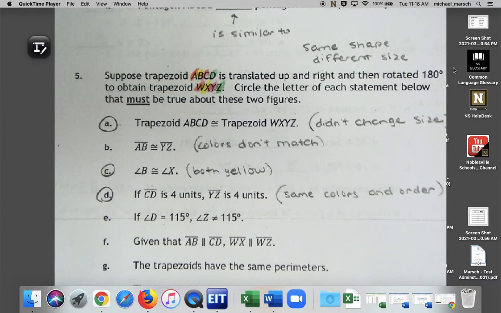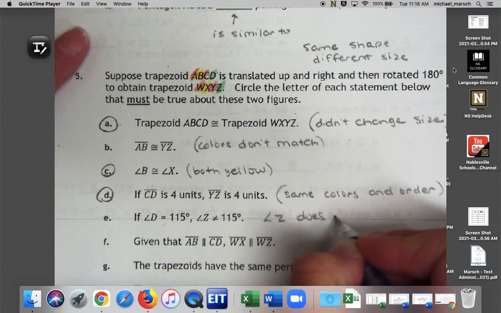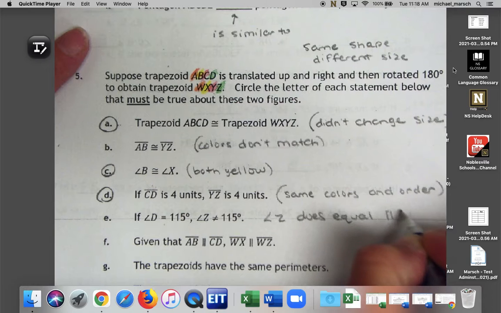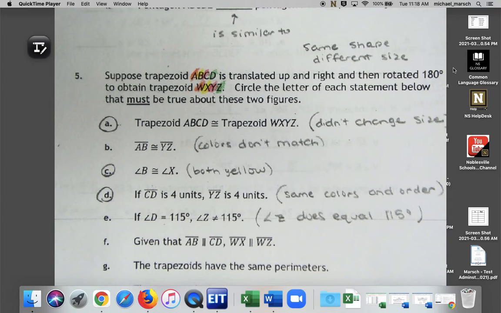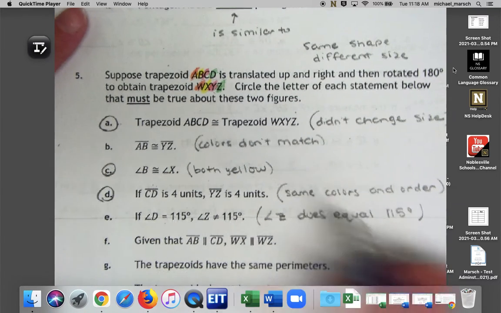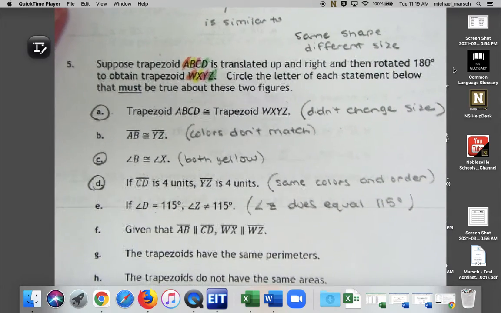If angle D equals 115 degrees, angle Z does not equal 115 degrees. This means does not. True or false? False, because angle Z does equal 115 degrees. That was a tricky one. Got to pay attention to those symbols, right? You guys know that this means does not equal. I did not know. Yep, so it's like, nope, that does not equal that. We're learning multiple things today.